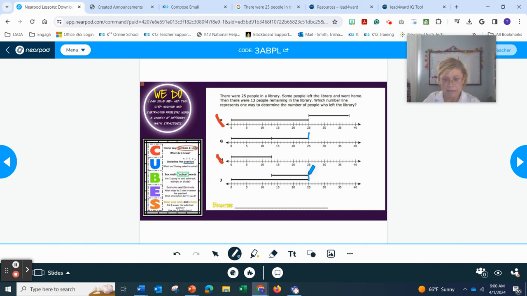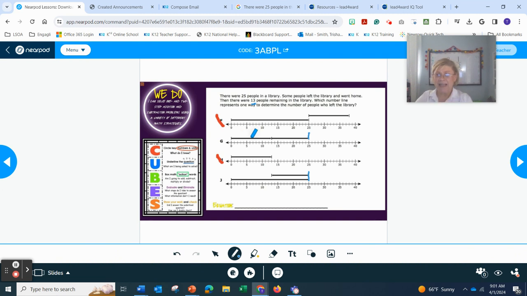Well, if we look here, let's see. We see 25 to 20, that's 5. 20 to 15, that's 10. And then right about there, yes, that shows 13. So that's a whole section of 13. Do I have another whole section of 13? Yes, that shows me a whole section of 13. So that shows me the 13 people who are remaining right here.